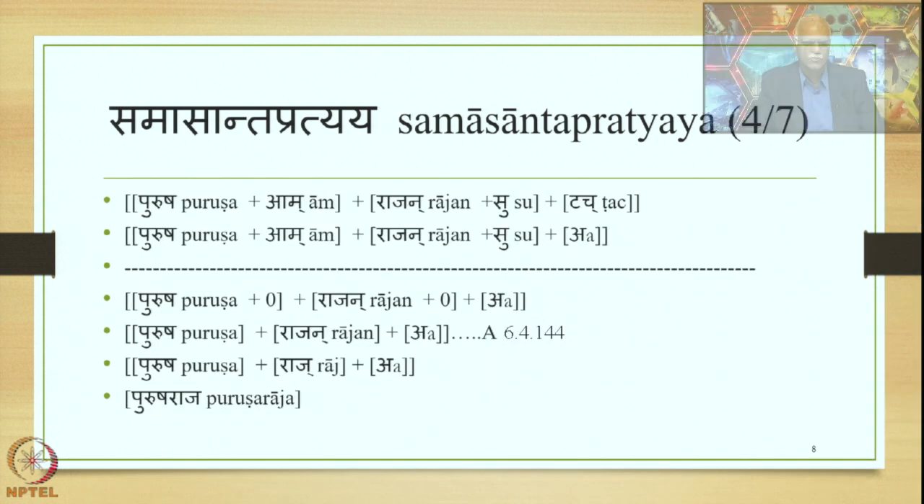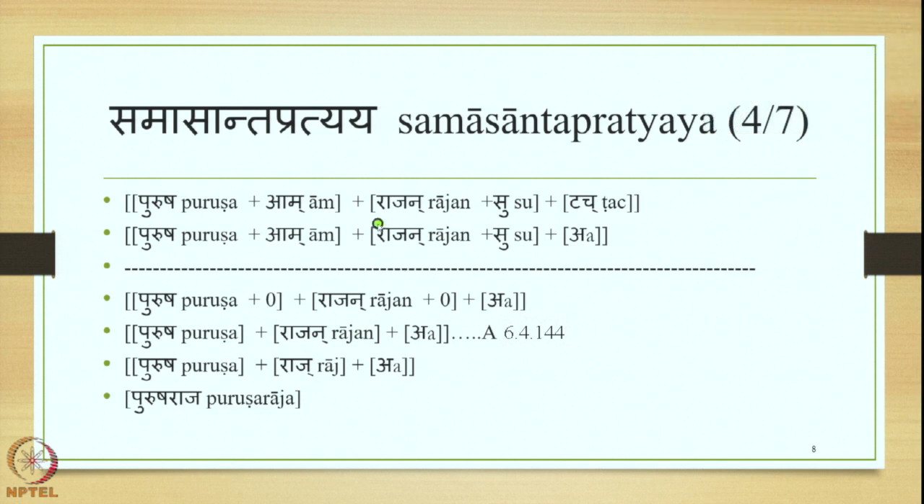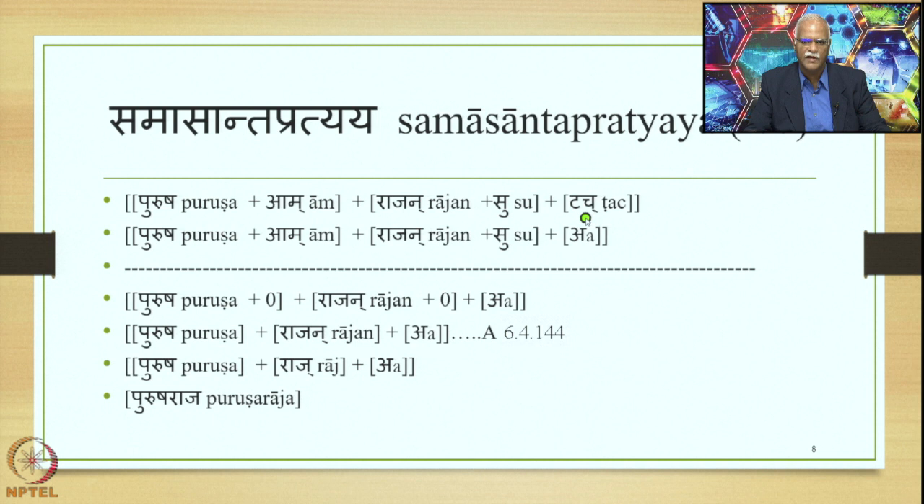So we have Purusha plus Am plus Rajan plus Su, and here itself we add the suffix tach. So now this becomes the part of the Samasa and it is at the end of the Samasa. So this is the Samasanta Pratyaya. So we have Purusha plus Am plus Rajan plus Su and A. Tach is A. Once we place these elements side by side, now this is an entire Samasa indicated by these two long square brackets. Then we begin the process of compounding.